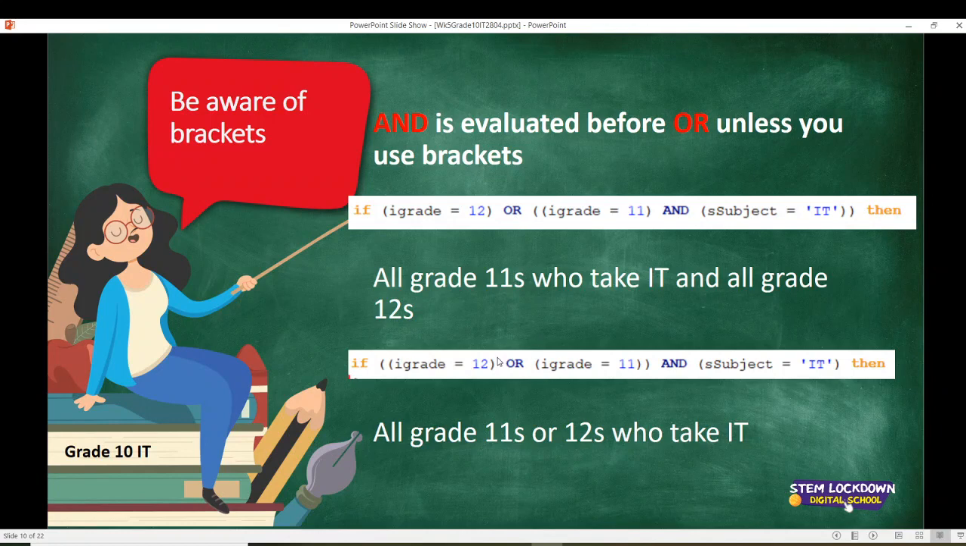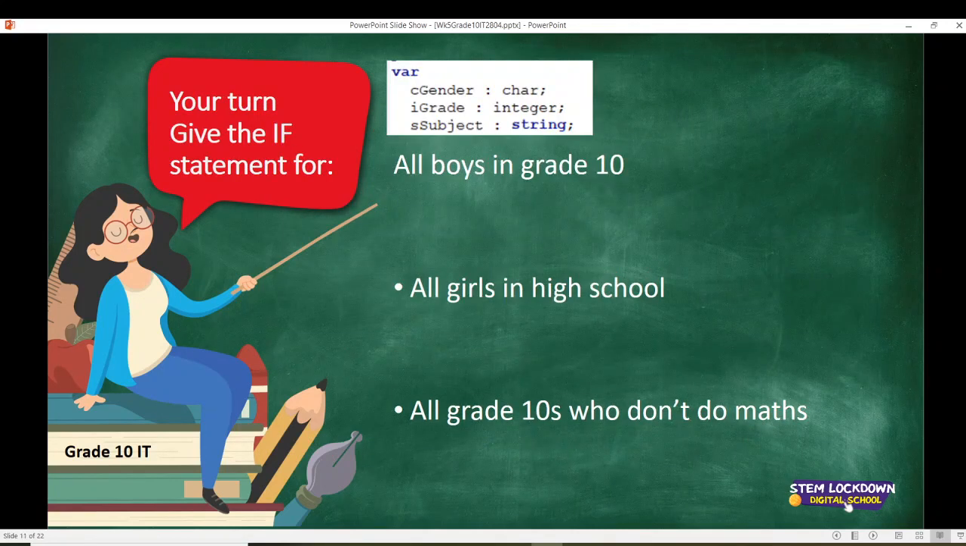This one over here, all I've done is move the brackets around. This one is if I grade equals 12 or I grade equals 11, and S subject equals IT. So therefore it's going to be all grade 11s or 12s who take IT. Or in actual fact, in English, we would say all grade 11s and 12s who take IT, because that's the way we say it. But what we're looking for is if you're in grade 12 and you take IT, or you're in grade 11 and you take IT. Okay. Right, so here are some examples.